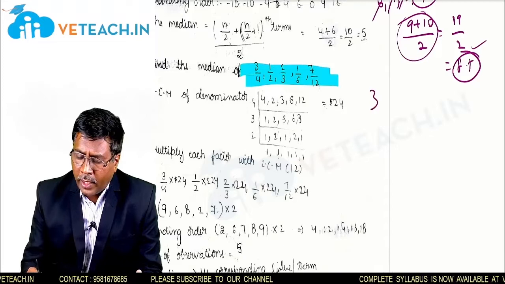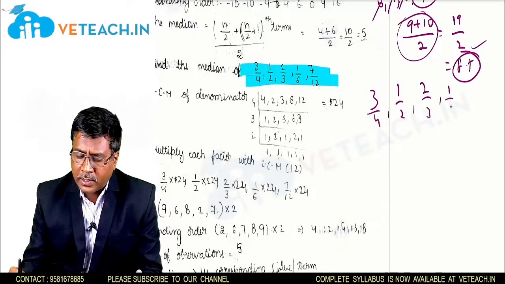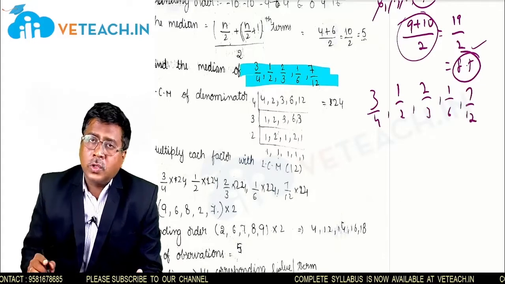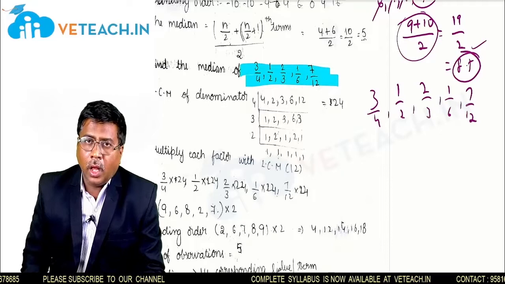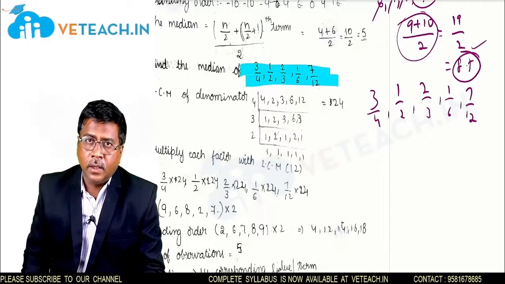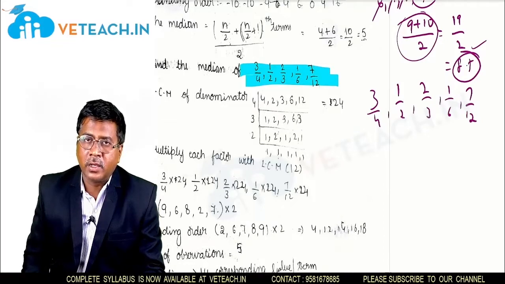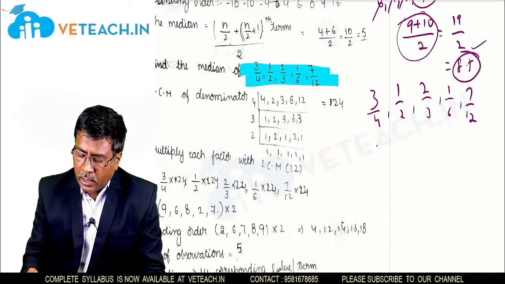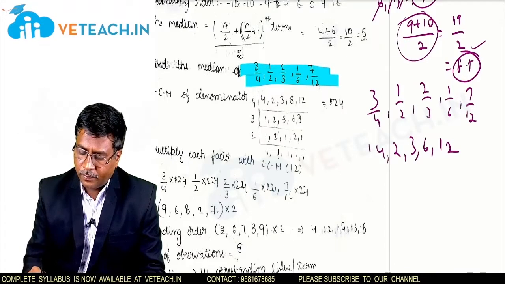So this is the given data: 3/4, 1/2, 2/3, 1/6, 7/12. We have to find which one is the smallest value and which one is the biggest value of these fractions, by taking the LCM of all the terms in the denominators of the fractions, that is 4, 2, 3, 6, 12.